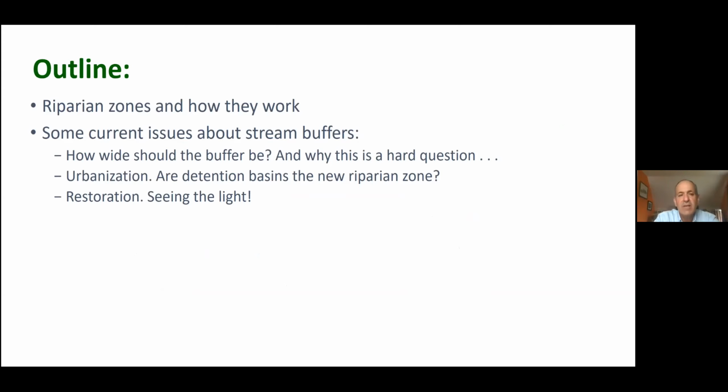So I'm going to talk a little bit about riparian zones and how they work, kind of reviewing some of the topics that Emily just mentioned, and then talk about some of the current science issues around stream buffers, about how wide should buffers be, a little bit about urbanization, and then a little bit about stream and riparian restoration as well. So let's get right into it.